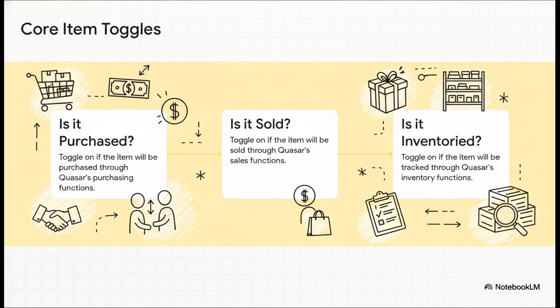Everything, and I mean everything, starts with these three simple checkboxes. Is this something you buy from a supplier? You'll check purchased. Is it something you sell to a customer? Check sold. And do you need to keep track of how many you have? Well, then you'll check inventoried. Your answers here literally tell Quasar how to handle this item from an accounting perspective.